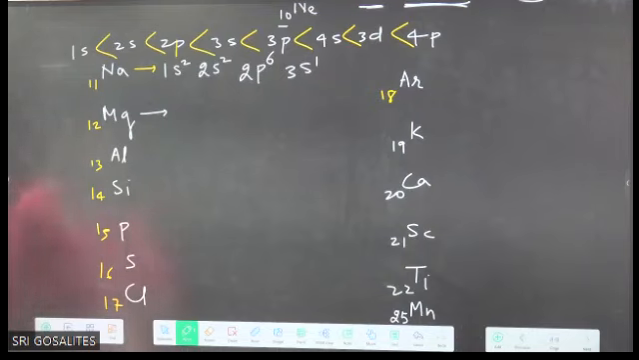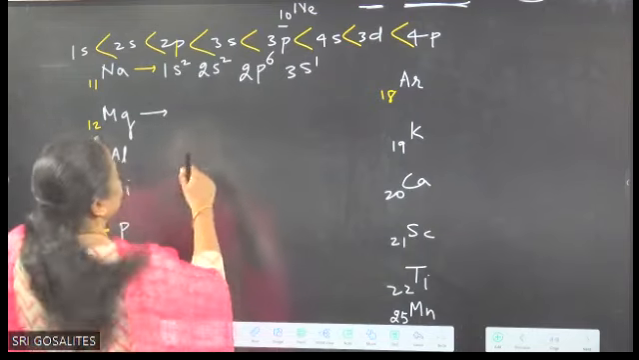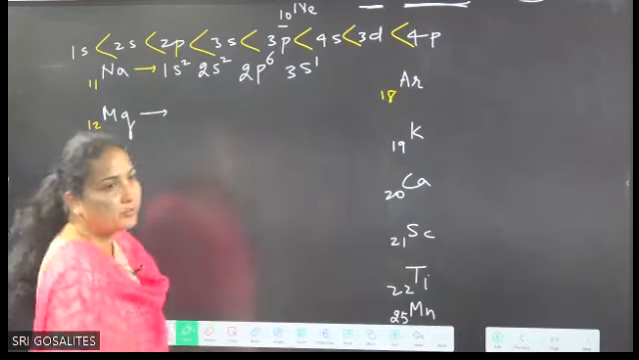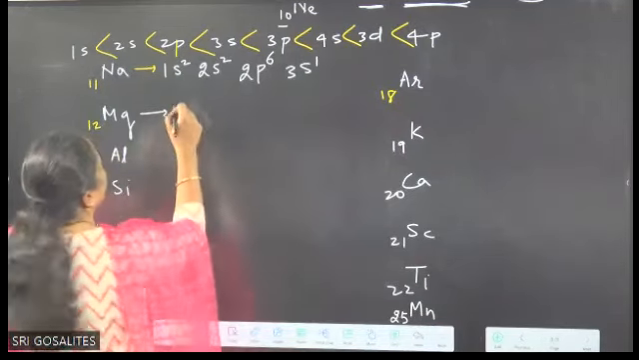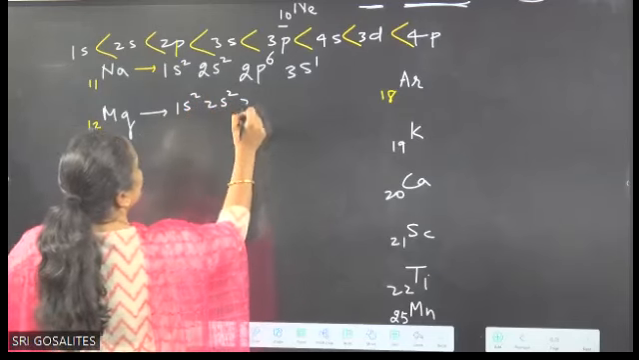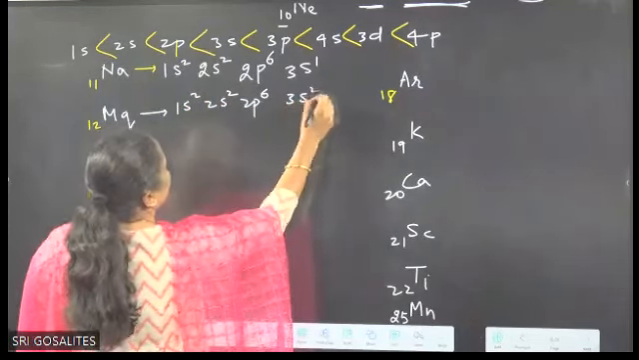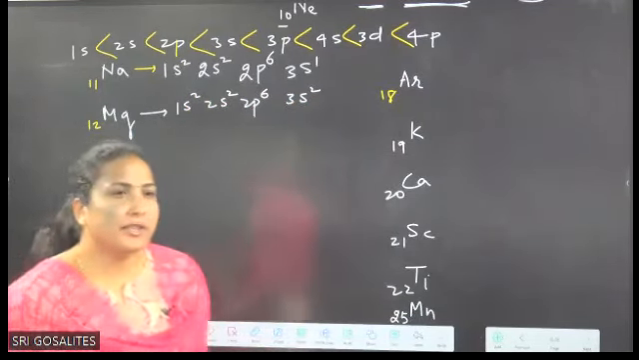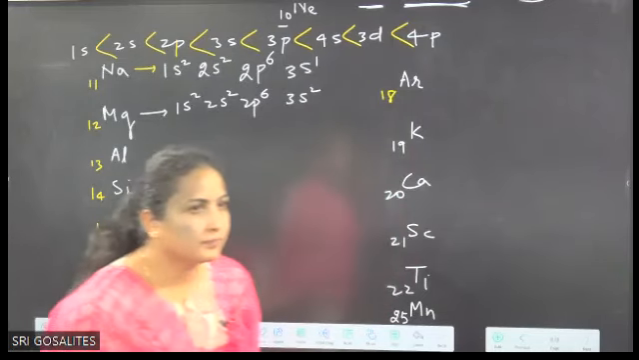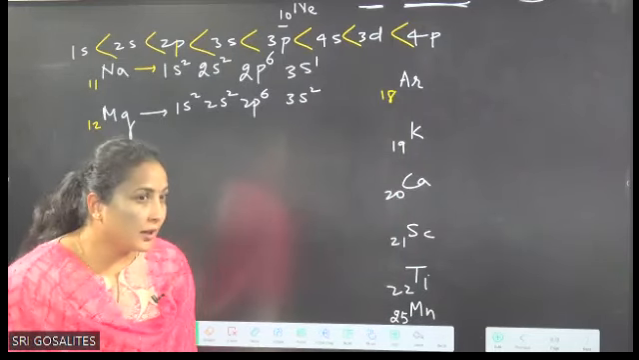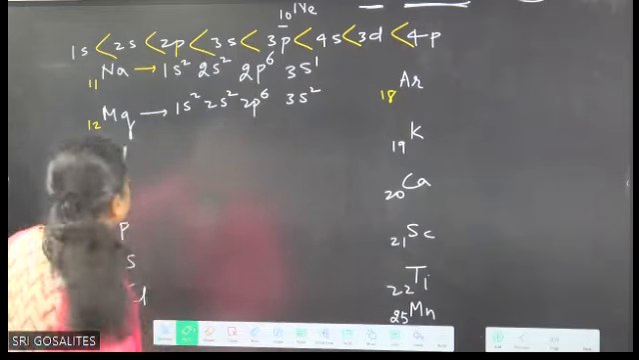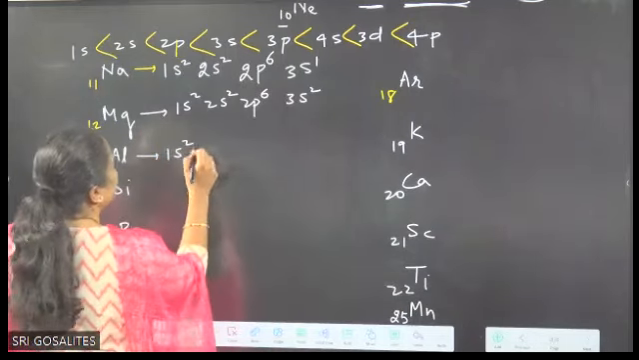Okay. Now for magnesium, there is 12. So where will be the next electron? In 3s2. So we'll be writing 1s2, 2s2, 2p6, 3s2. Will I ever write 3s3? No. Right? Good. Now for aluminium, where will I send the next electron?